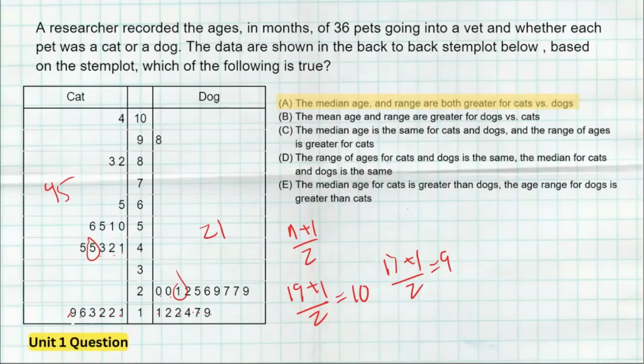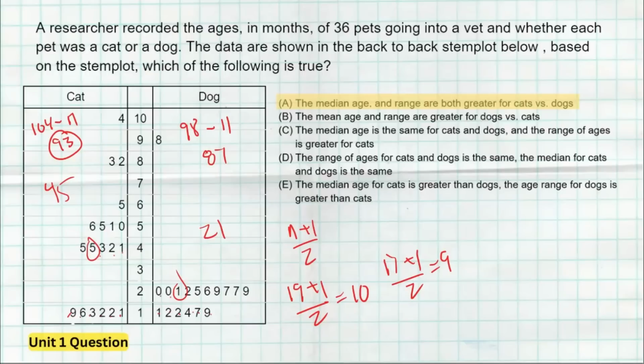Now, what about the range? Well, the range for the cats is going to be the highest cat, which is 104, minus the lowest cat, which is 11. And that is 93. That's the range. For the dogs, we see a max of 98 minus a min of 11. And for that, we get a value of 87. So once again, it's pretty obvious that the range for the cats is larger. All of the other choices are not saying that properly, or maybe one of the statements is true, but the second half of the statement is false.